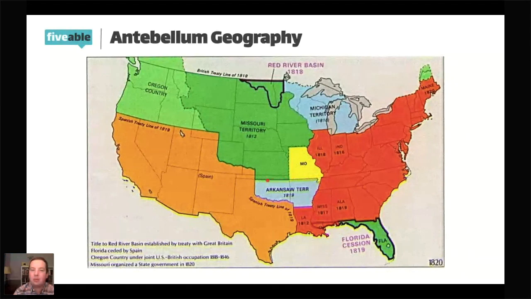And remember, it only goes up to this line right here because we're only talking about the Louisiana Purchase and not the rest of this. This is all Spanish territory at this point.